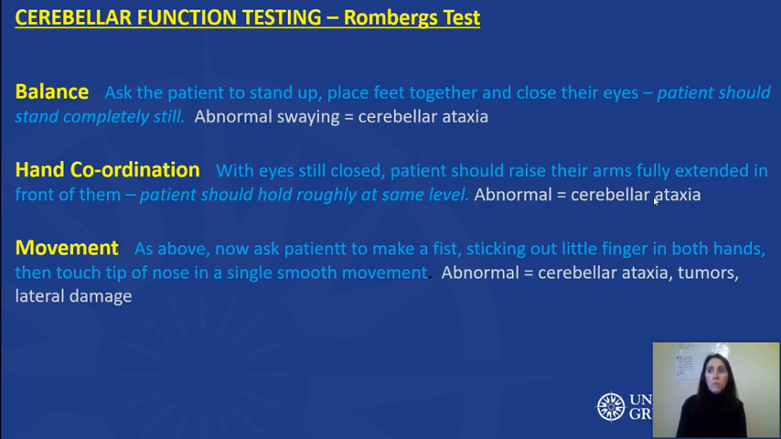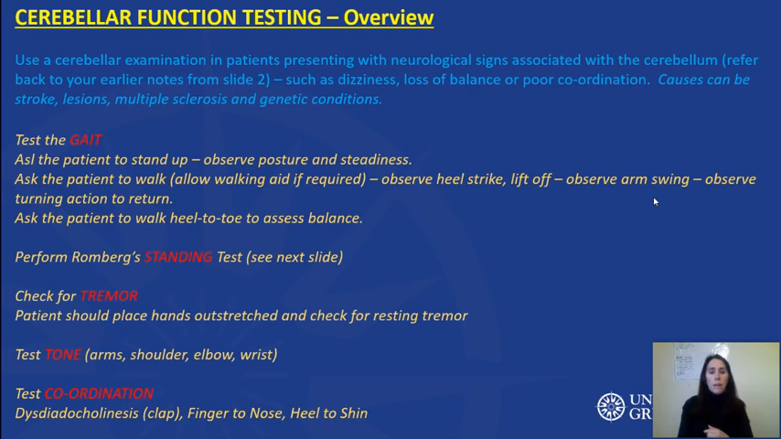This is Romberg's test. Basically, you're going to be testing their ability to stand up, close their eyes and stay standing, to see if they're swaying, that kind of thing. Then they have to put their arms out in front of them. Again, keep the eyes closed, see if they're swaying all over the place. And then whilst they're there, get them to make a fist, stick out the fingers in both hands, get them to touch nose, all while just standing. That's Romberg's test.